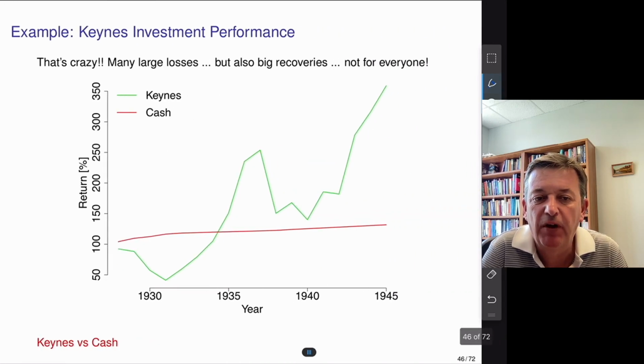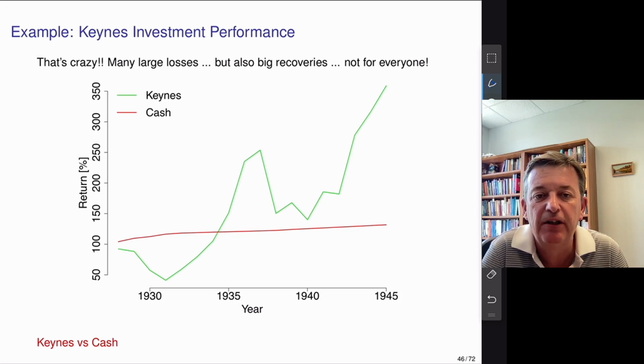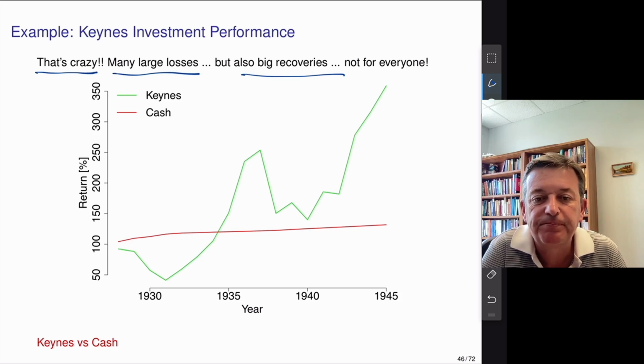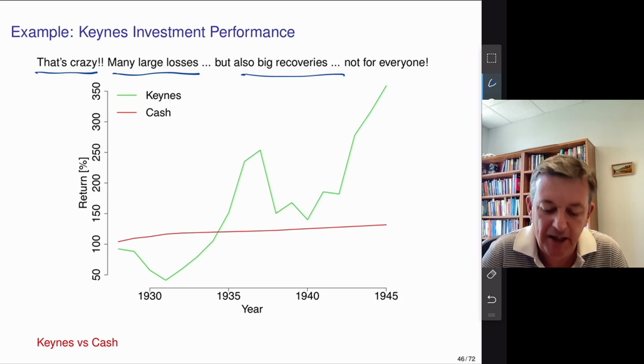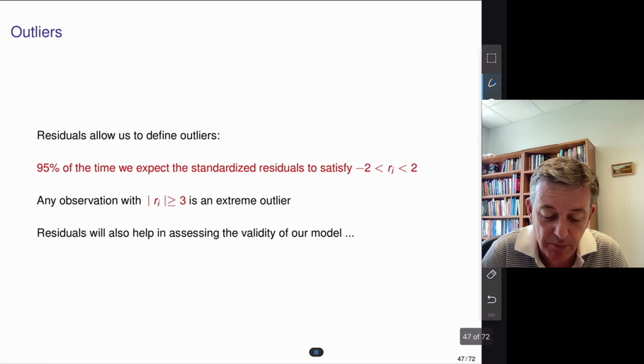Well, he's incredibly volatile. So the red line is if you just left your money sitting in cash, in T-bills. He had rather crazy, as I've said, many large losses, but also big recoveries. And again, if we ran the regression, clearly his beta is going to be much bigger than 1. I think he has a beta of about 1.7. So for every 10% move in the index, he'd have a corresponding 17% move.